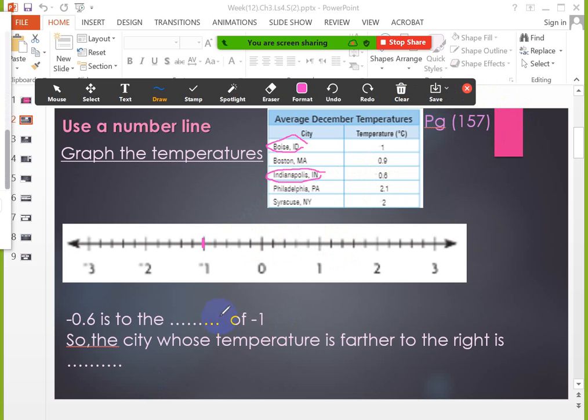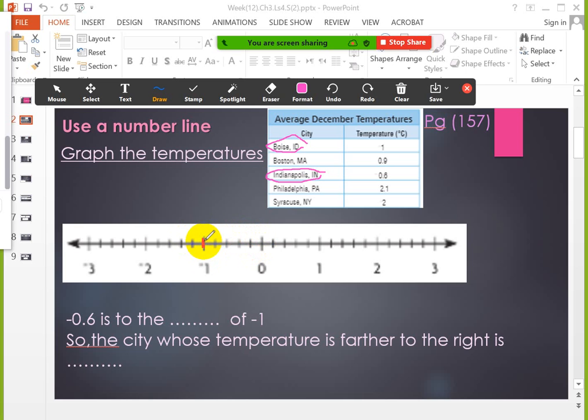So -0.6, I have to locate this number on the number line. Look at this distance between 0 and -1. Of course, -0.6 will be between 0 and -1. So I will put this number where I have how many parts here? 1, 2, 3, 4, 5 parts.